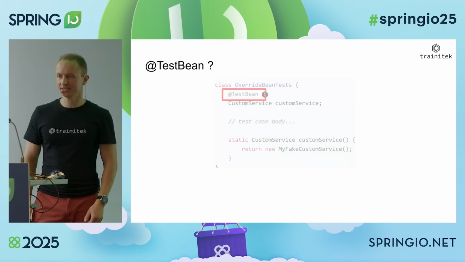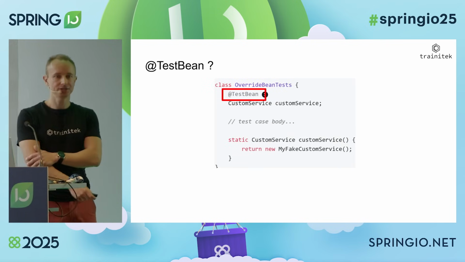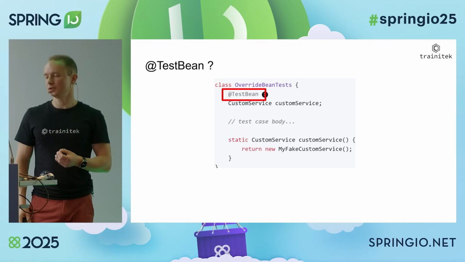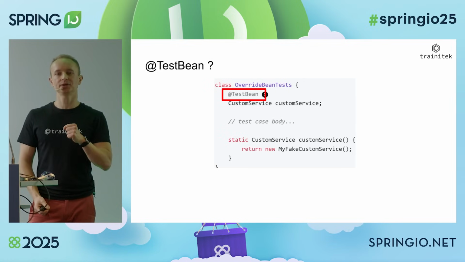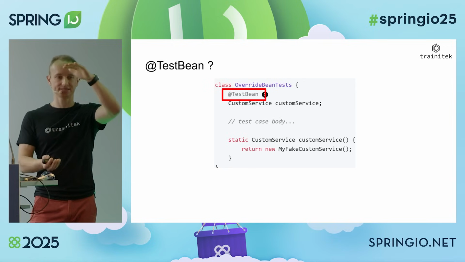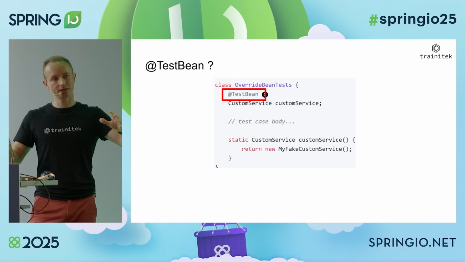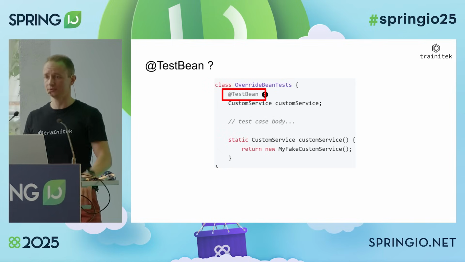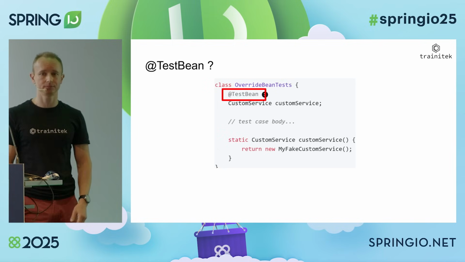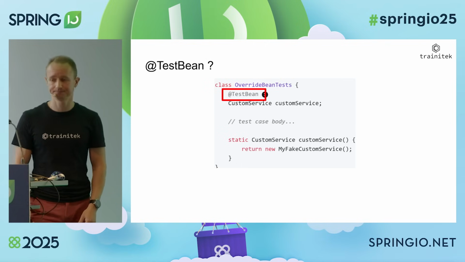And one more is the test bean, which allows you to redefine your bean in your tests when your scope is the test class, not application-wide, but only the test class. You can create a static method and redefine your bean, and this bean will be picked by the Spring Framework.